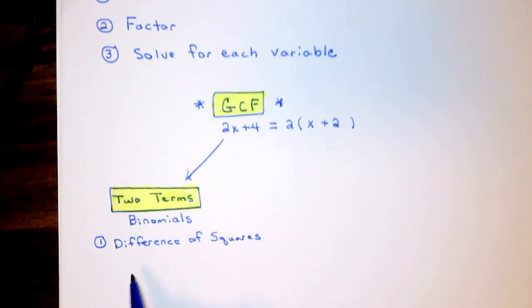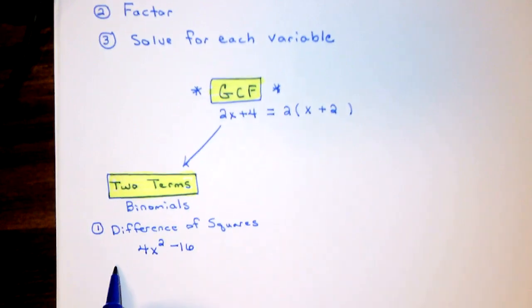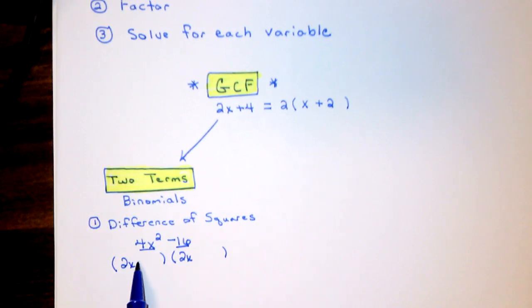Okay, so a difference of squares would be something like this. You might have 4x to the second minus 16. And in a difference of squares, you take the square root of both of these. So that would be a 2x and a 2x. Kind of like our conjugates, it's going to cancel the outside and the inside. So you're going to have 2 different signs, minus 4 and plus 4. So when you hear me say difference of squares, that would be that rule.